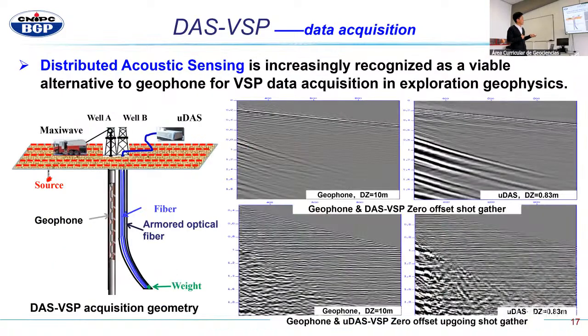This is the data acquired by the geophone array and the fiber cable. As you can see here, this is very high density because the sampling for the DAS is 1 meter. So DZ is 0.83 meters. And most of the VSP records are good here, so very good quality of data.